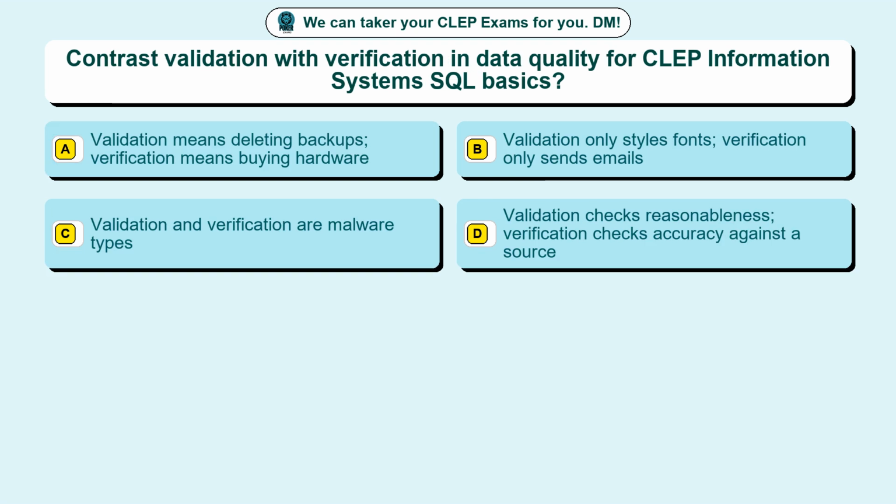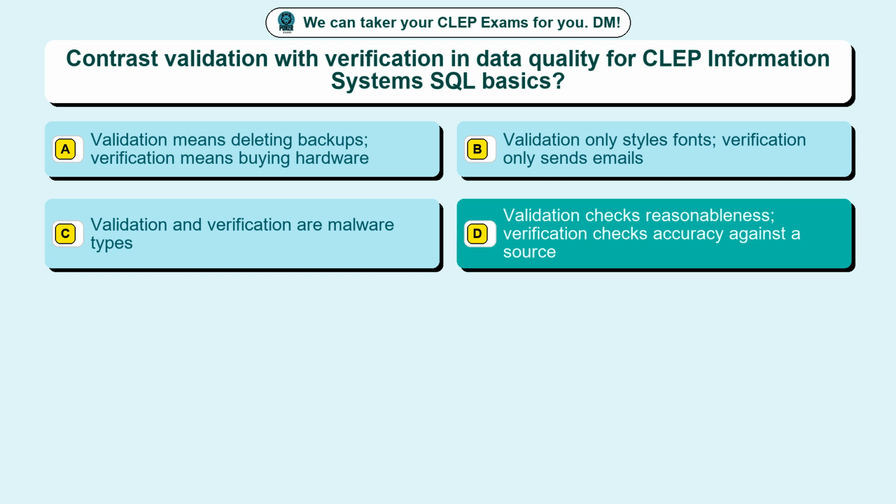Question 87. Contrast validation with verification in data quality for CLEP Information Systems SQL Basics. Option A. Validation means deleting backups. Verification means buying hardware. Option B. Validation only styles fonts. Verification only sends emails. Option C. Validation and verification are malware types. Option D. Validation checks reasonableness. Verification checks accuracy against a source. The correct answer is option D.